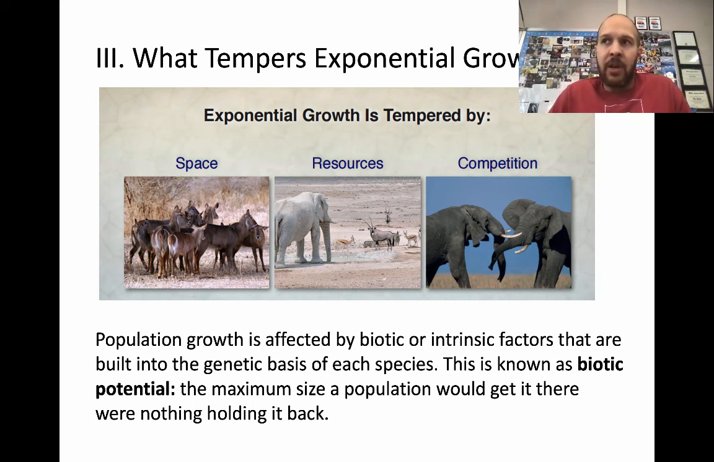But if there were none of this, if there was an unlimited amount of space, unlimited amount of resources, unlimited amount of males and females, I mean, if you think about it, just nothing holding these species back, that's the biotic potential. How many elephants would you have in a population if there's nothing holding it back? There was unlimited space and resources and everything, no hunting, all that stuff. So that's the biotic potential. I'll show you what that looks like on a graph here in a second.